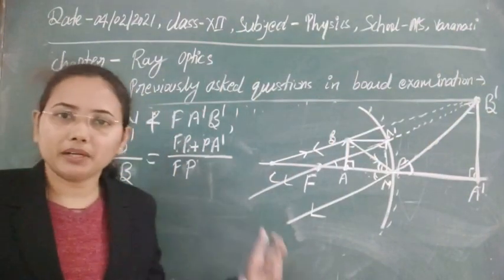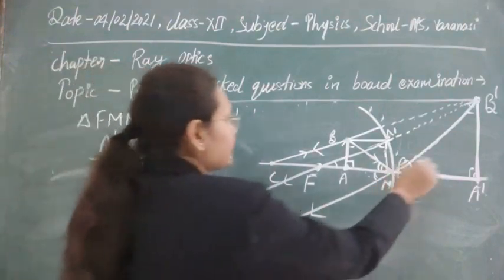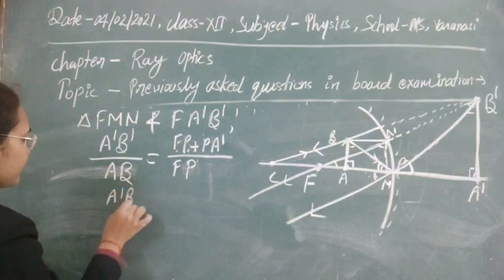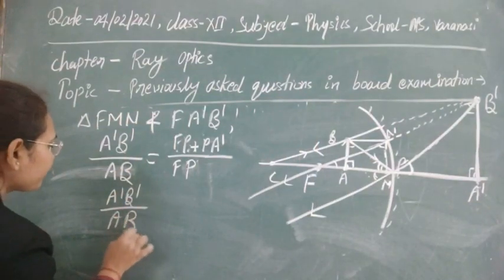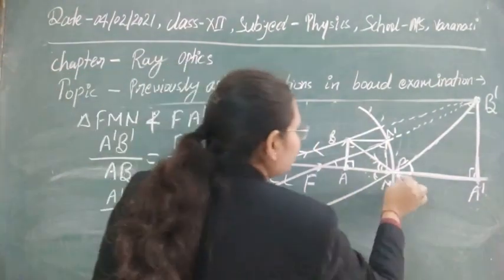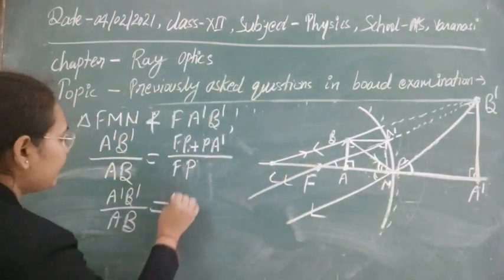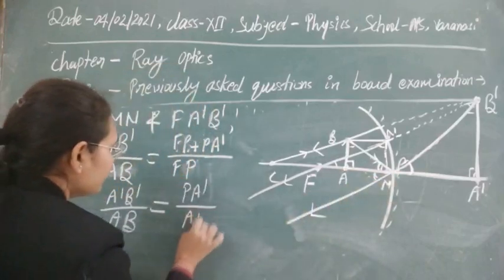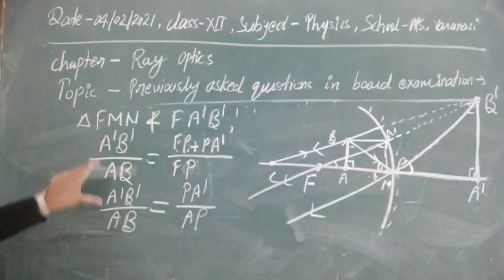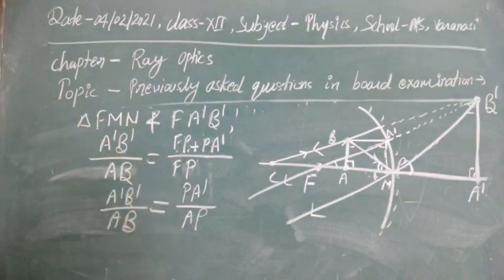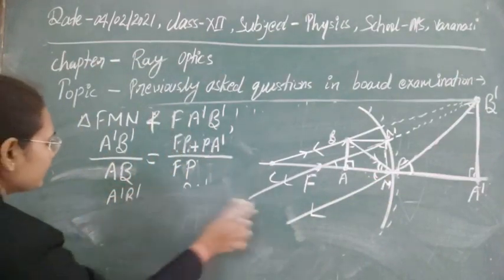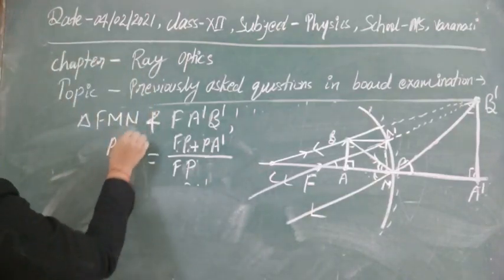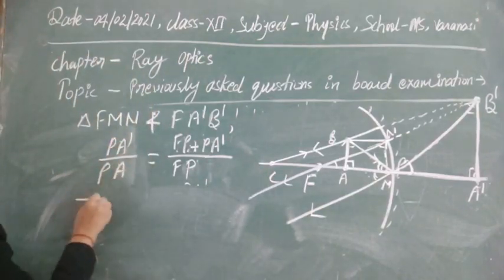So we can use the property of similar triangles. If you compare these two sides, A dash B dash to AB, that will be equal to PA dash upon AP. So we have two equations. In these two equations, these sides are equal, so we can just compare these two also. So this is PA dash to the PA here.